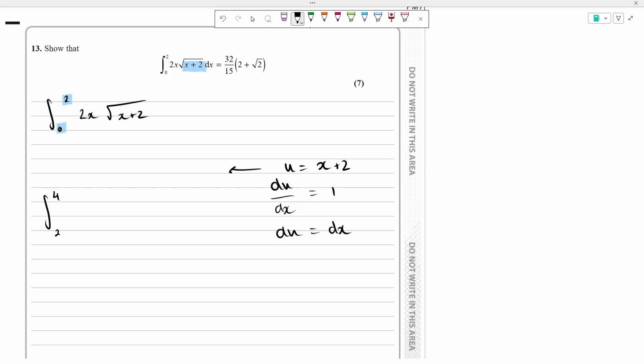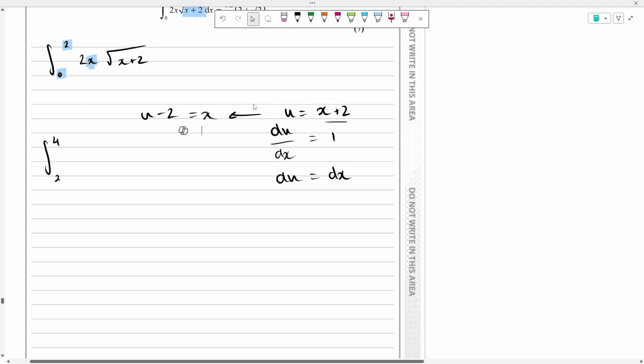I'm also going to rearrange for x, because you can see we have an x term here, and this doesn't exactly match yet. So that means that u minus 2 is equal to x if I just subtract 2 from both sides. Okay, let's start to substitute everything in, and this should be dx here as well. Let's start to substitute everything in, so we have everything in terms of u. So this is going to be 2 times u minus 2, root u du.